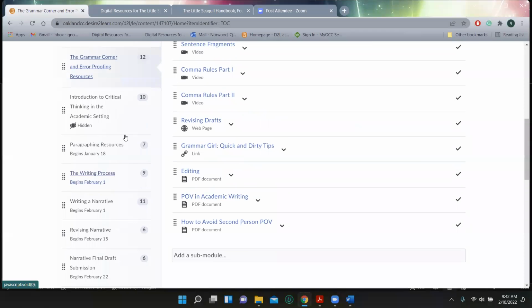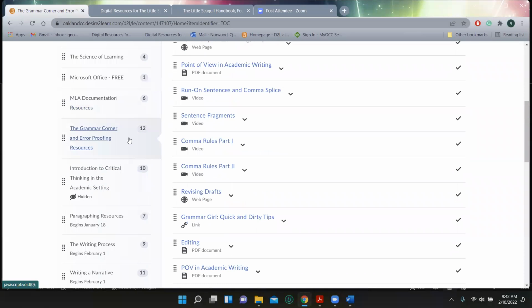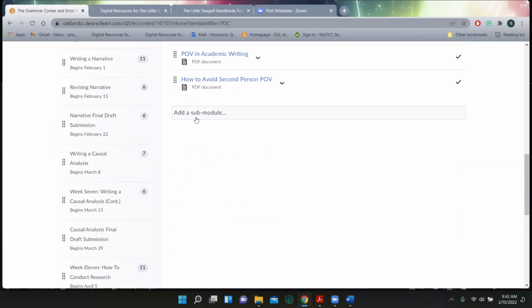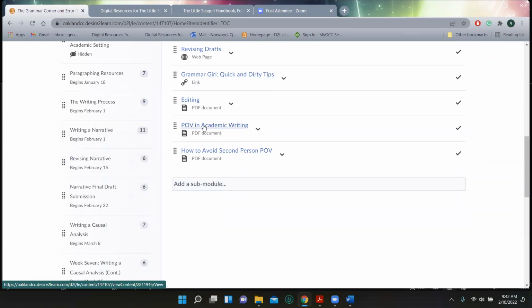In this Grammar Corner and error proofing resources module, if you go down to point of view in academic writing and how to avoid second person point of view, these two documents will give you some guidance in avoiding you, your, and you are.